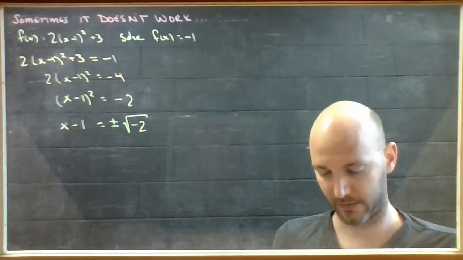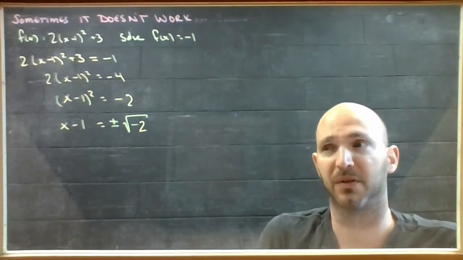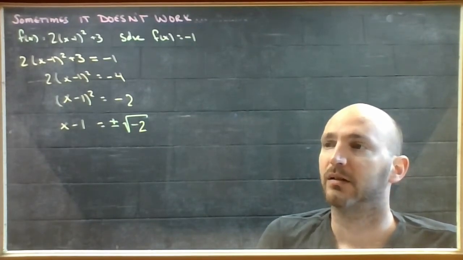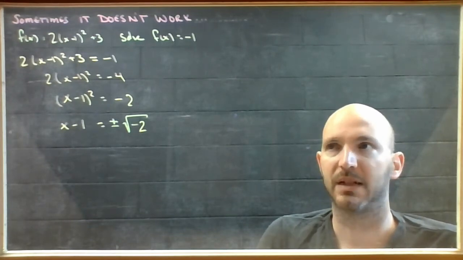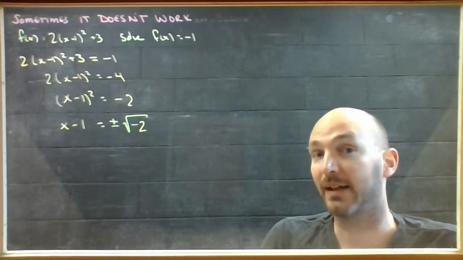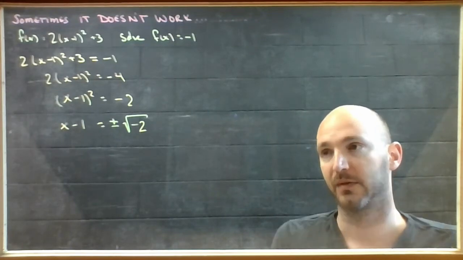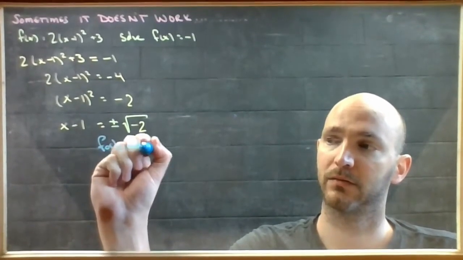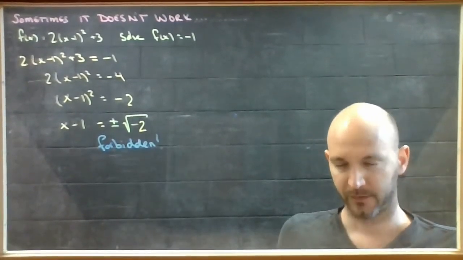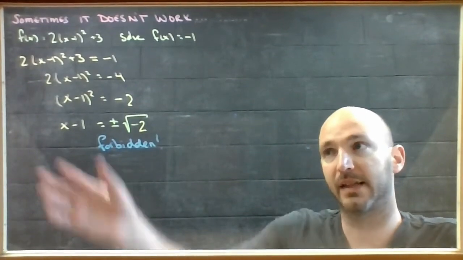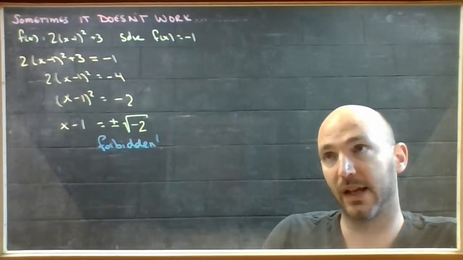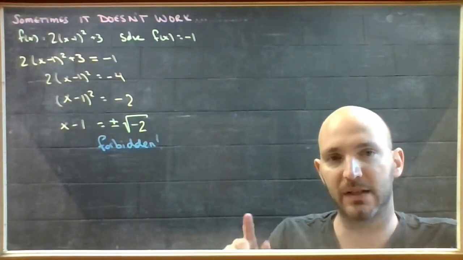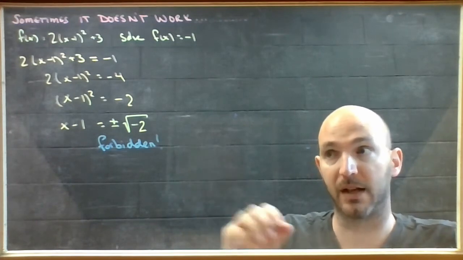Okay, now square root of 2 isn't a clean number. It's 1.4 or something. But that's not the problem. It's not that it gives me a decimal that I don't like. It's that you can't actually square root a negative. So this is forbidden. So what I've figured out there is that there is no x value that would make this function spit out -1 as its output.